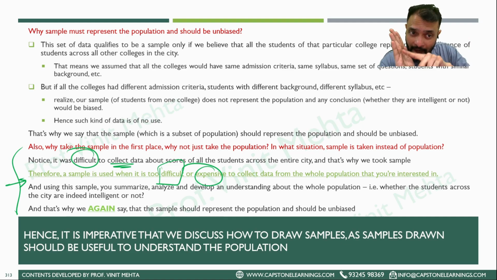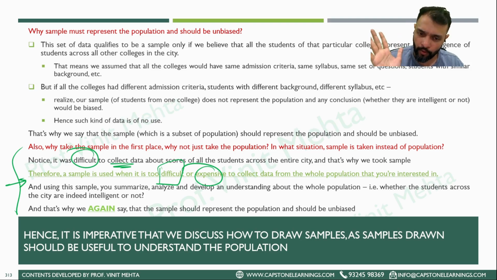You are using the sample mean which is available to you. This is the only thing which is available to you. You don't have the population, you don't have the population mean. So you use this sample mean to estimate the population mean. You use the sample variance, sample standard deviation, to estimate the population variance or the population standard deviation. And that is the reason why the name of this chapter is sampling and estimation. And now you know what are we estimating. First step is sampling. Shall we talk about it?